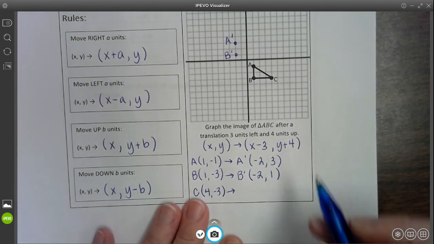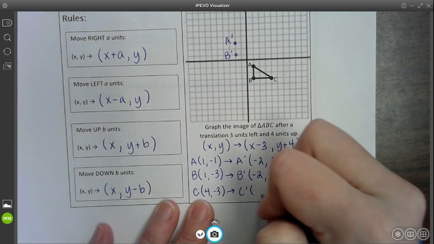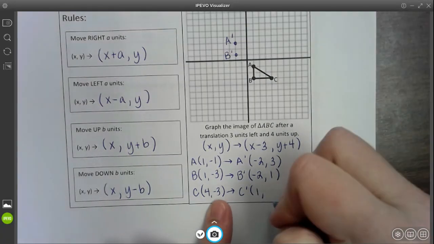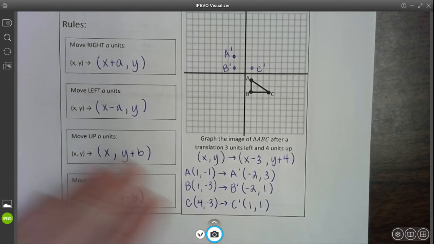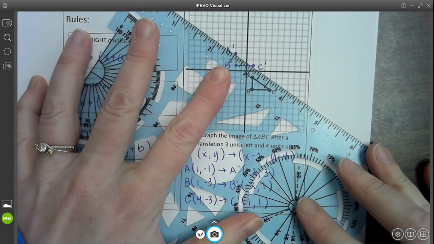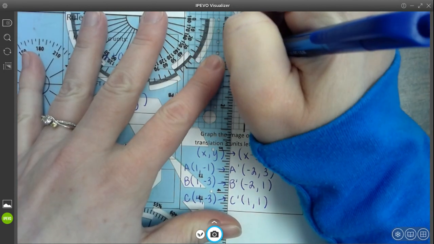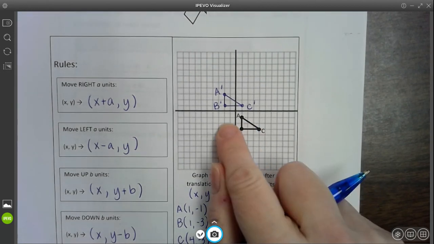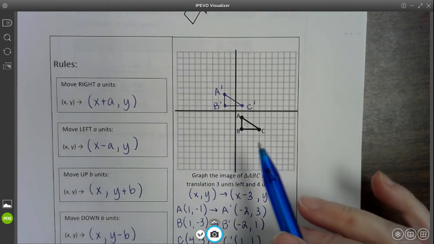And then finally C. If I subtract 3 from the x-coordinate, 4 minus 3 would be 1. And if I take the y-coordinate and add 4 to it, negative 3 plus 4 is 1. So C prime is going to be at 1, 1. Now I'm going to use a straight edge because I want my two figures to look congruent. They should be congruent if I have a correct transformation here. All we did was slide ABC to the left and up, and that is the resulting triangle. They should look identical.